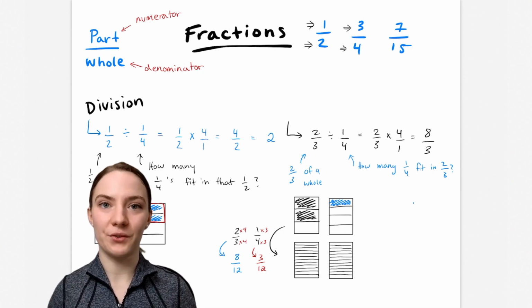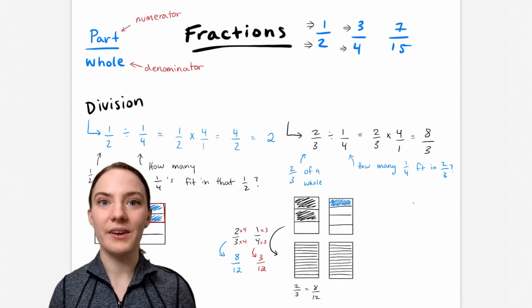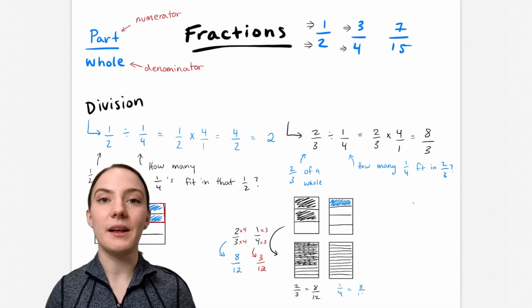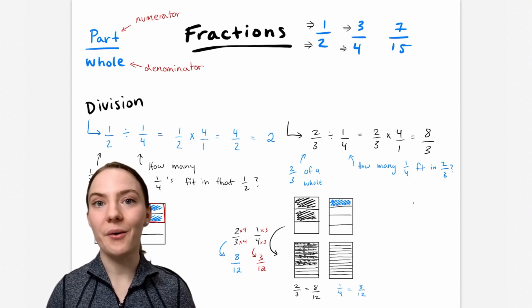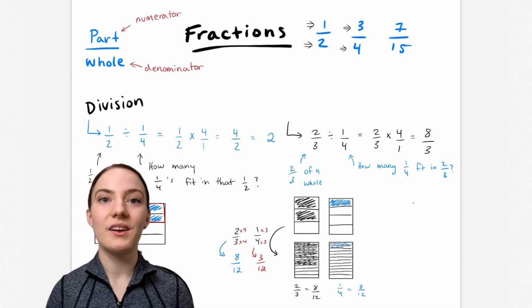Let's focus on our first rectangle. This is supposed to represent 2/3, which we know is 8/12. So I'll shade in 8 equal parts. Now let's look at our second rectangle. This has to represent 1/4, which we know is 3/12. So I will shade in 3 equal parts.